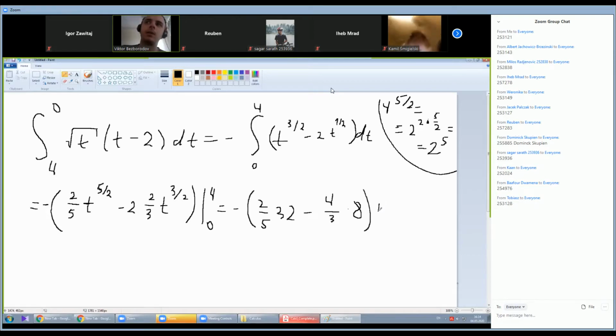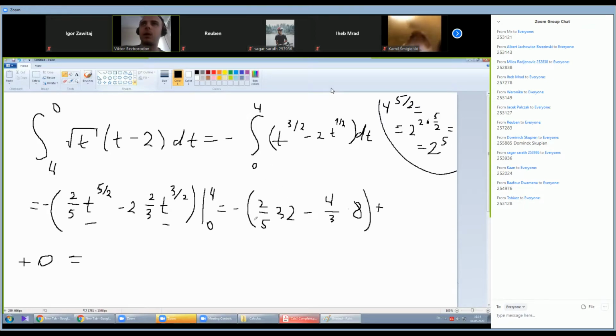And then the lower limit is going to come with a plus, right? Because this entire expression is with the minus. So normally the lower limit comes with the minus, but here it comes with the plus. Then we plug in 0, and we see that we get just 0. Fortunately it's quite easy in this case.